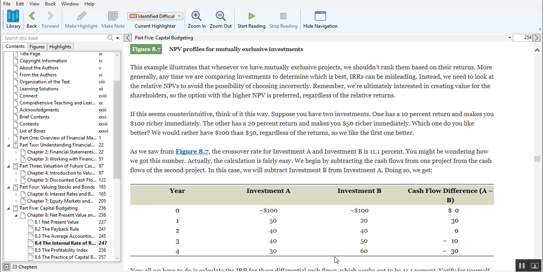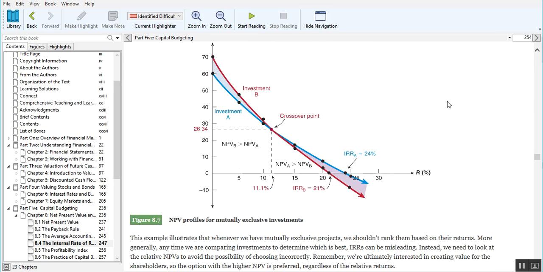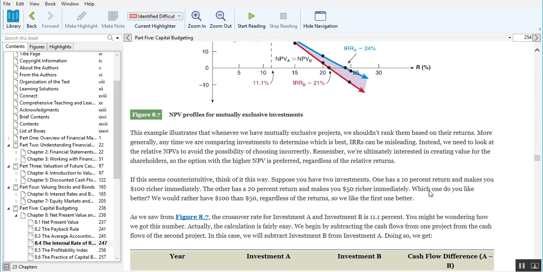So if we're looking at internal rates of return, we're not going to make this decision based on the internal rate of return, simply because the internal rate of return for Project A is higher at 24%, while Project B is at 21%. But if you look at these together and then calculate the net present value, you're going to base it on the net present value.